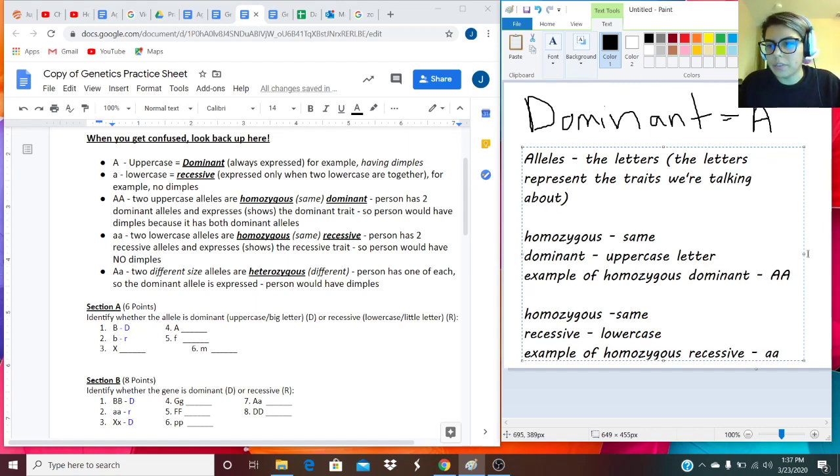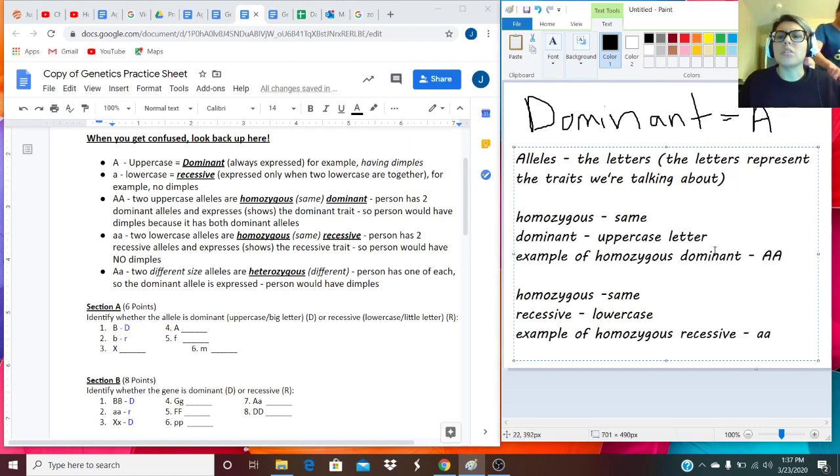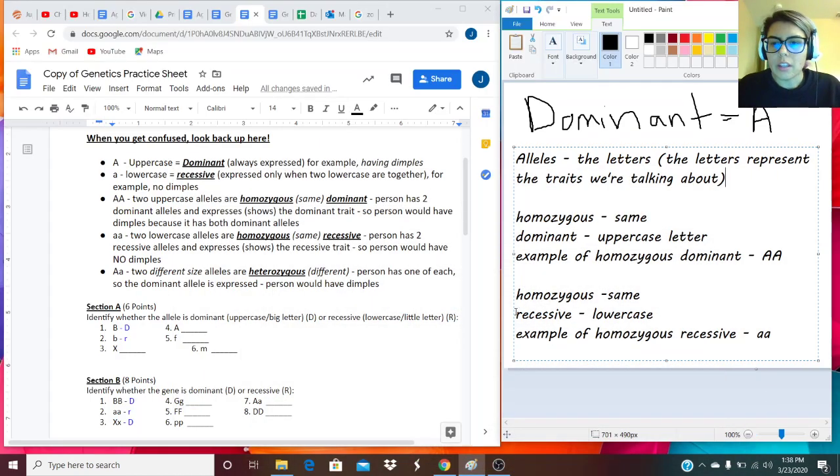All right? It might sound a little confusing, but it shouldn't be that confusing if you did the critical reading prior to this assignment. Sorry. Okay. Once again, the alleles are the letters that we are talking about. And the letters represent the traits we're talking about, whether we're talking about long hair, dimples, tall, short, etc.